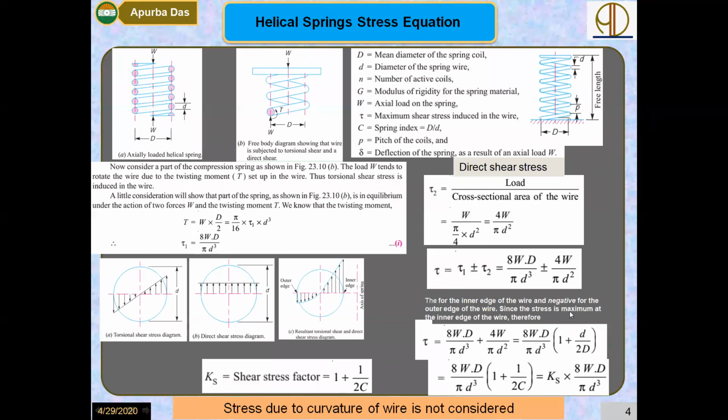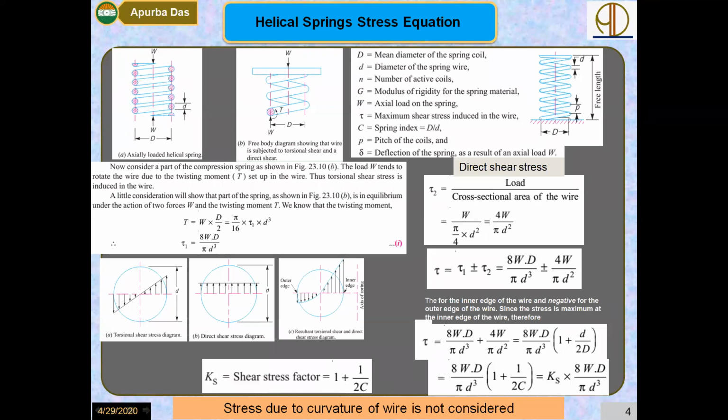So since the stress is maximum at the inner edge, therefore we can write tau is equal to 8 WD by pi d cube plus 4 W by pi d square. Then we are getting 8 WD by pi d cube times 1 plus 1 by 2c. So 1 plus 1 by 2c we denote by one parameter, that is Ks, the shear stress factor, Ks equal to 1 plus 1 by 2c. So the total shear stress tau becomes Ks into 8 WD by pi d cube.